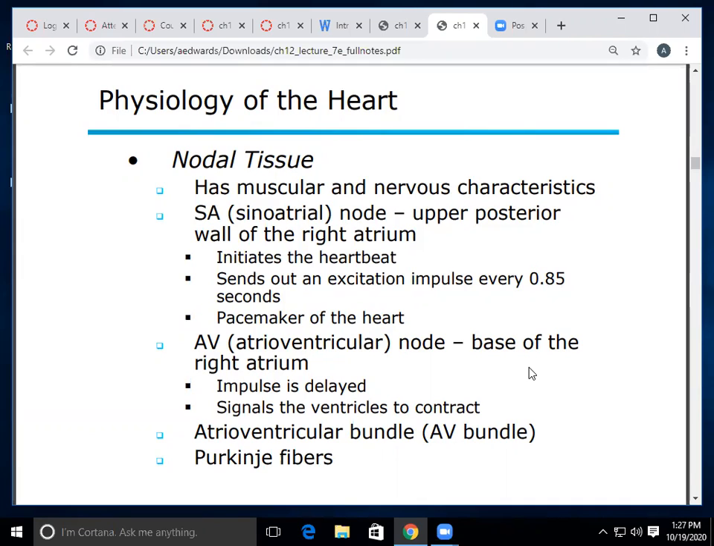You also have an atrioventricular or AV node at the base of your right atrium. And the impulse here is going to be delayed, but it signals your ventricles to start contracting. Okay, now you've also got an atrioventricular bundle that's basically getting a signal from the AV node. You also have Purkinje fibers, and we'll see where all those are.